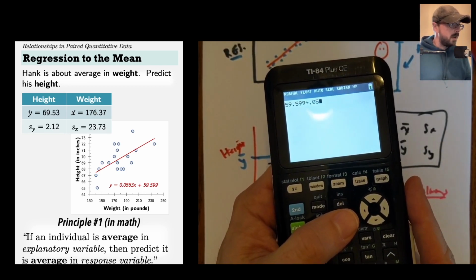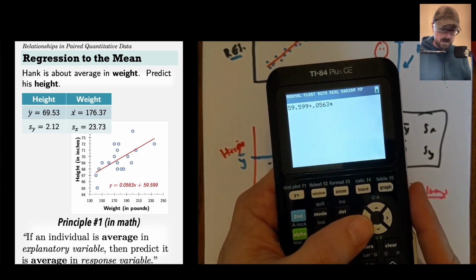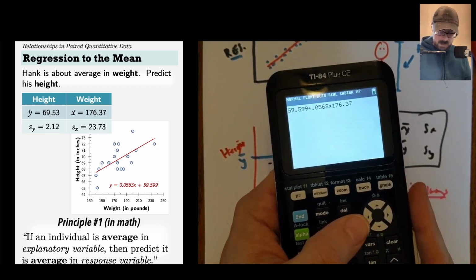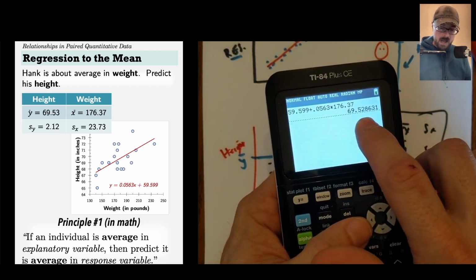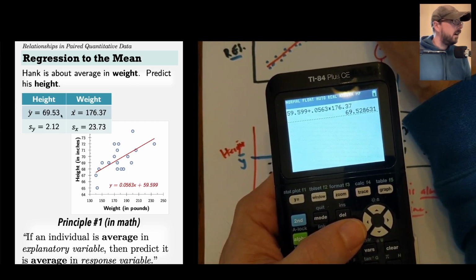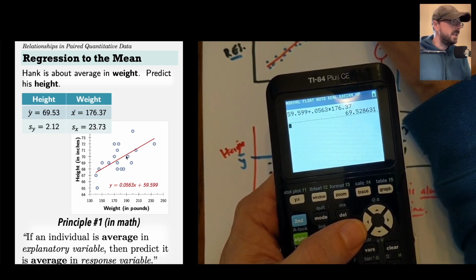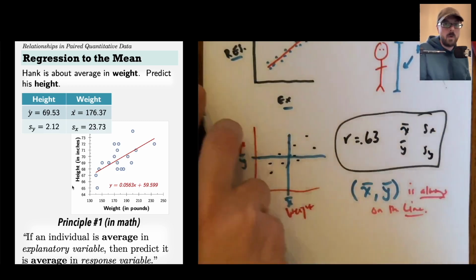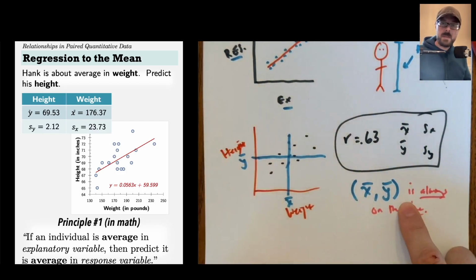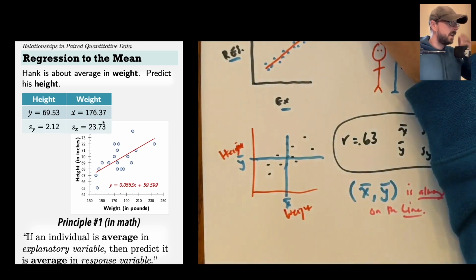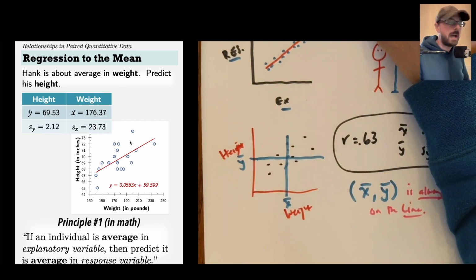59.599 plus 0.0563 times, all right, what was the mean of x? It was 176.37. Here I got 69.528. Boom. That height of 69.53 inches is the exact thing that I'm predicting on this line itself. So the lines we come up with will always predict that the mean of y is paired with the mean of x. So that's kind of nice. It's regression to the mean. Everything comes back to the mean.